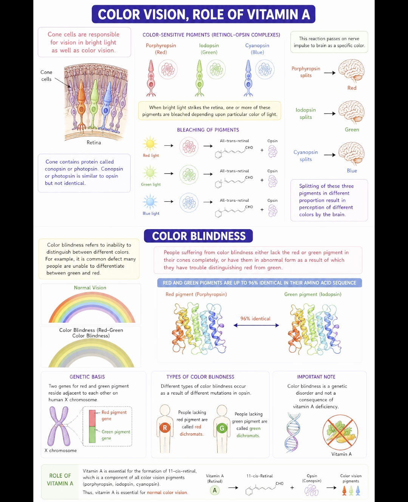The red and green pigments are up to 96% identical in their amino acid sequence. The two genes for red and green pigment reside adjacent to each other on the human X chromosome. So different types of color blindness occur as a result of different mutations in opsin. People lacking red pigment are called red dichromats, and those who lack green pigment are called green dichromats. It should be noted that color blindness is a genetic disorder and not a consequence of vitamin A deficiency.